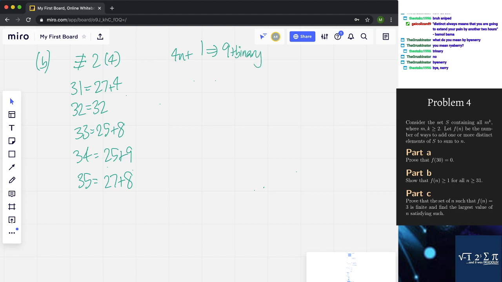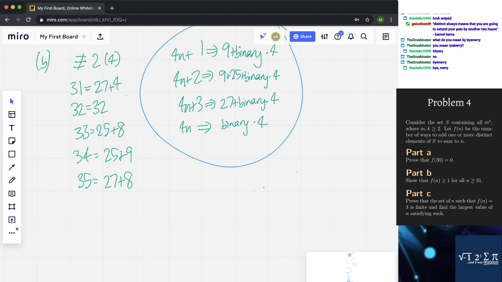4n plus 2. You can write it as 9 plus 25 plus binary times 4, of course. Let's write it times 4. 4n plus 3, you can write it as 27 plus binary times 4. And 4n, you can write it as binary times 4. Yeah, so I think this just sums everything up because binary is just too powerful for this problem.